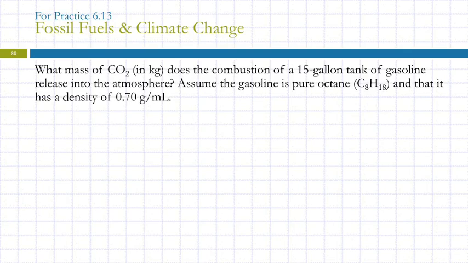Here's a problem we could do. What mass of carbon dioxide in kilograms does the combustion of a 15-gallon tank of gasoline release into the atmosphere? Assume the gasoline is pure octane and that it has a density of 0.7 grams per milliliter. So we're burning octane, and that's going to make CO2. So we can write a chemical equation for that.